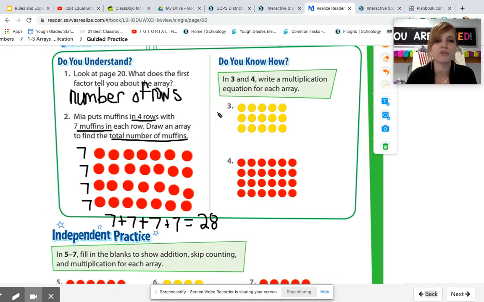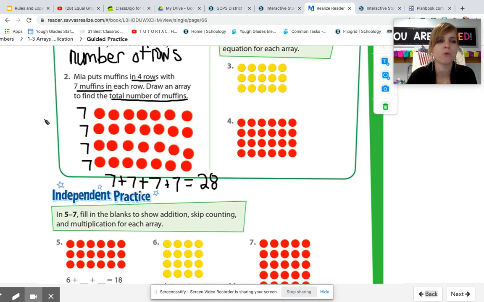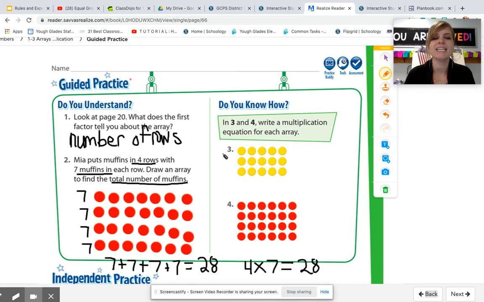I could have also turned that into a multiplication equation. So I have 1, 2, 3, 4 groups or 4 rows of, how many is in each row? 7. And that also equals 28. I added that in there because that's what we're going to have to do here in a second.